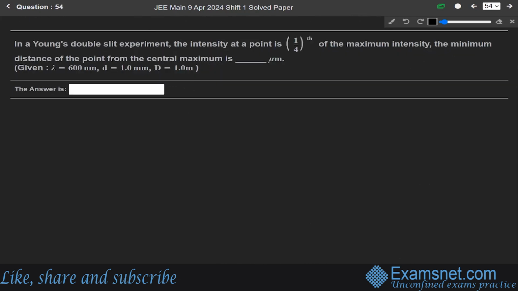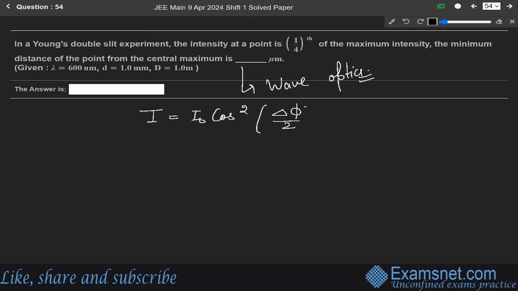Now next question 54. In a Young's double slit experiment, the intensity at a point is 1/4 of the maximum intensity. The minimum distance of the point from the central maxima is, okay? So this question is from the chapter of wave optics. In Young's double slit experiment, the formula for the intensity we all know is I equals I naught cos square delta phi by 2. Okay, so it is 1/4, meaning this will be I naught by 4, equal to I naught cos square delta phi by 2.